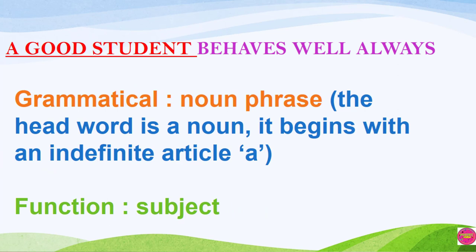Example 4. A good student behaves well always. The underlined expression is "a good student." The grammatical name is a noun phrase. Why do we say it is a noun phrase? The head word is a noun. Student is a noun. It begins with an indefinite article, A. What is its function? In this case, a good student is a subject.